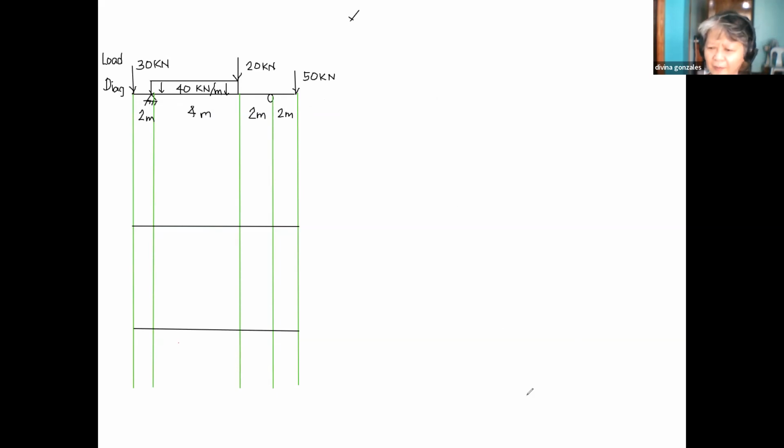The next step is to consider the naming of the important points of our beam. Let's say the start of the beam is called A, followed by B. That is where the hinge is applied. And at the end of this uniformly distributed load, we call it C. At this support, of course, this is supported by a roller. We call it D, and then this is E.